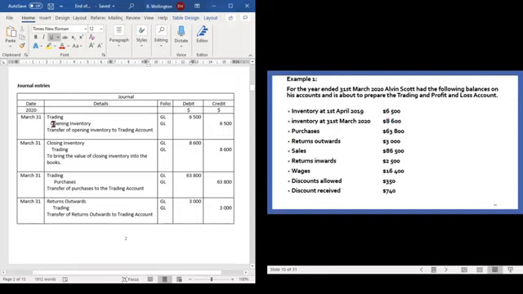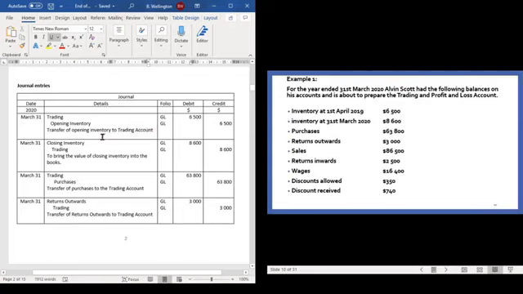So this is what your journal entry would look like. And remember now that when you make journal entries, the account that is to be debited is entered first. So your trading account is going to be debited with $6,500, and your opening inventory account is credited with the same amount of $6,500. And the narration will say to transfer opening inventory to trading account.